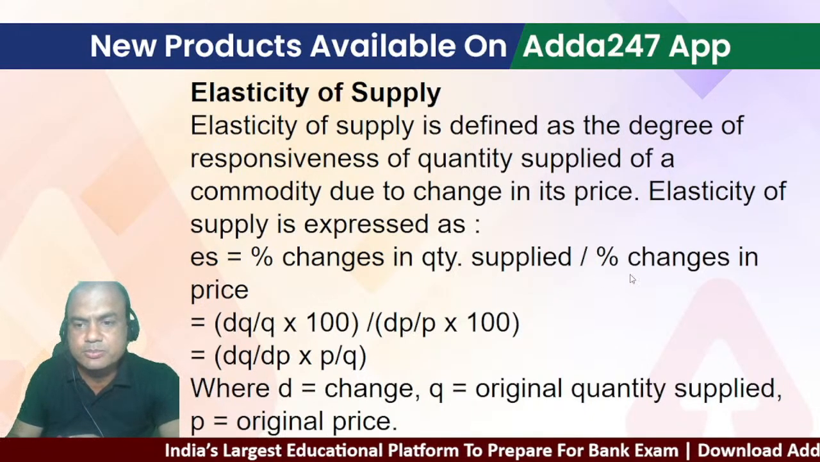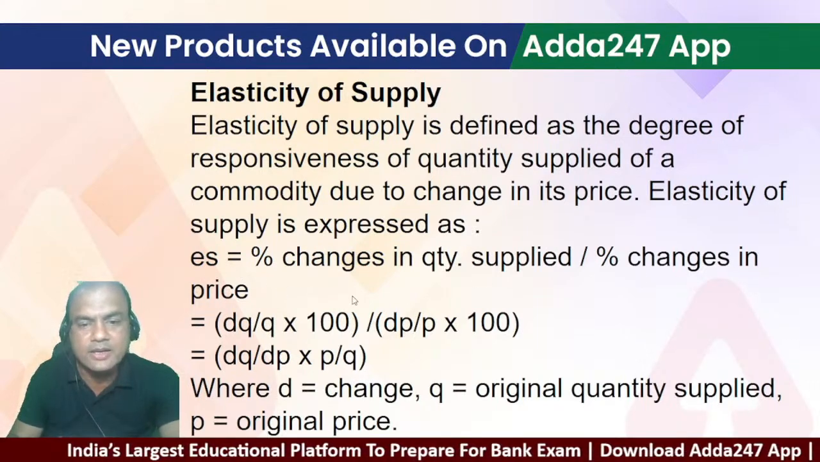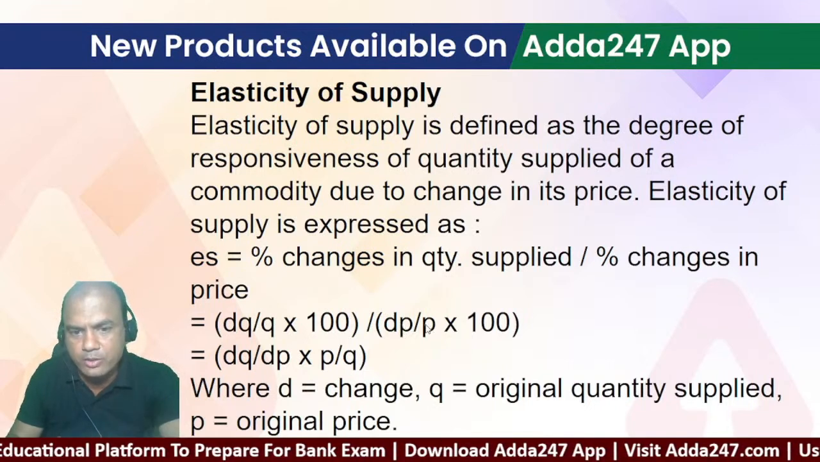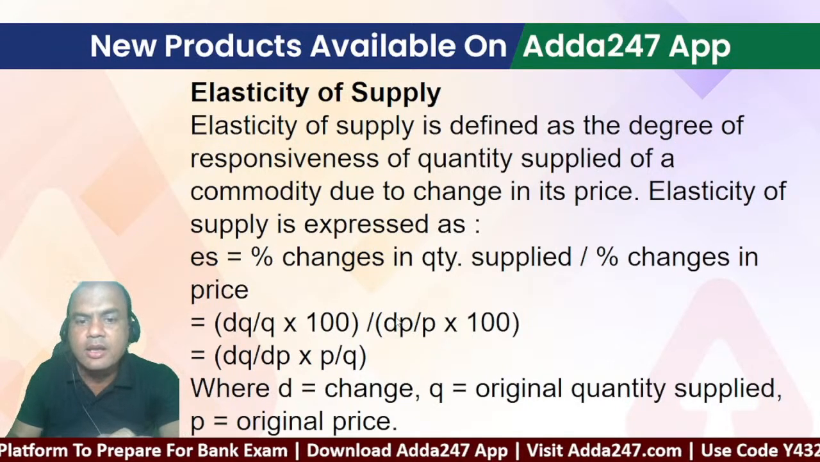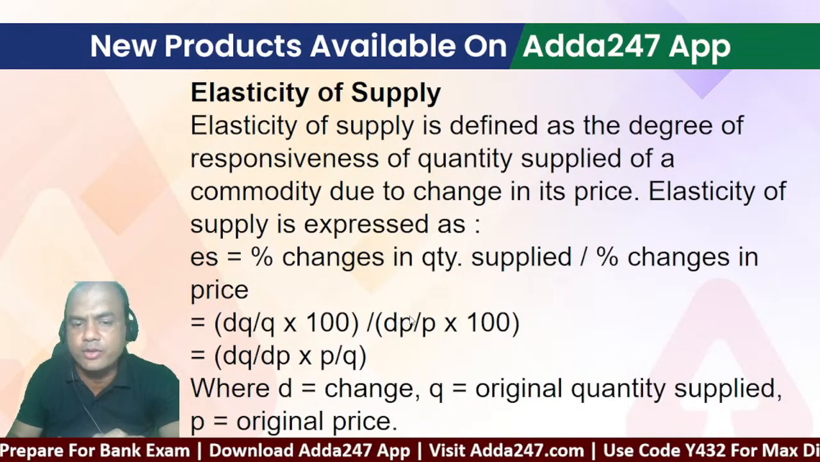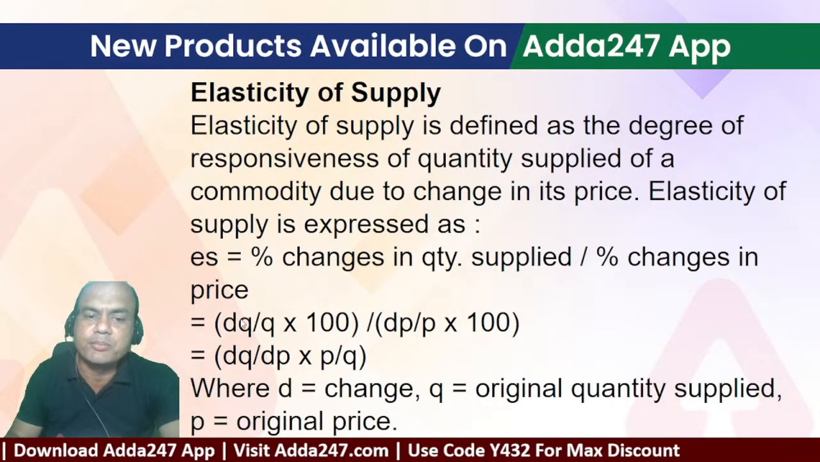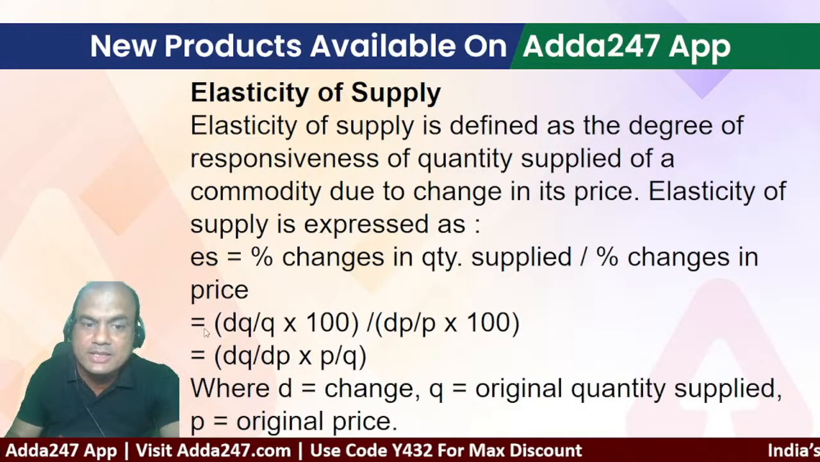Similarly, dP, the percentage change in price. That is also the same thing, P2 minus P1. The earlier price was 5 rupees, so 5 will come in the denominator. And dP means 10 minus 5, the next price was 10, so 10 minus 5. Okay, so what is the elasticity of supply in this case?